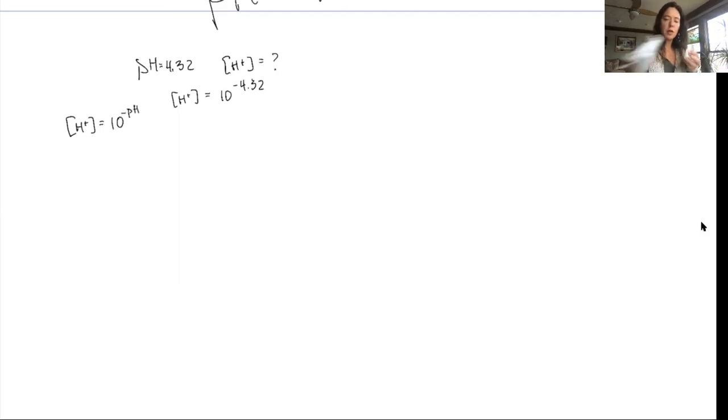If you don't know what to do there, it's really not a big deal. Just go to your log button, and up above it, you should have a 10 to the x. So that's what I'm going to hit. I'm going to go second log negative 4.32. Don't look at your calculator. What is this going to be? This is going to be something times 10 to the negative 5, I'm going to guess. It equals 4.79 times 10 to the negative 5. Once again, I could have known, I could be doing some mental math right now if I needed to.